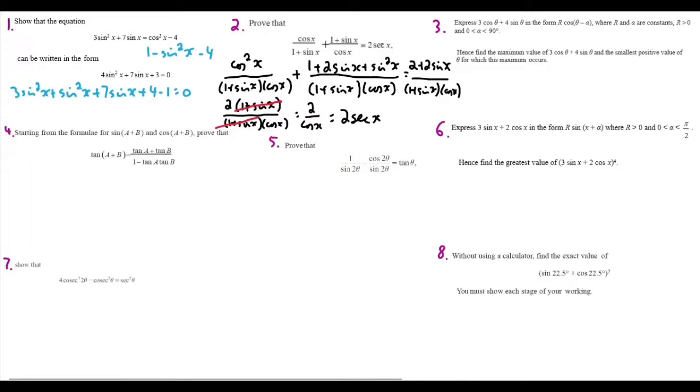Question 3. Express 3 cos theta plus 4 sine theta in the form r cos(theta minus alpha), where r and alpha are constants, r is greater than 0, and alpha is between 0 and 90 degrees. Hence find the maximum value of that expression and the smallest positive value of theta for which this maximum occurs.